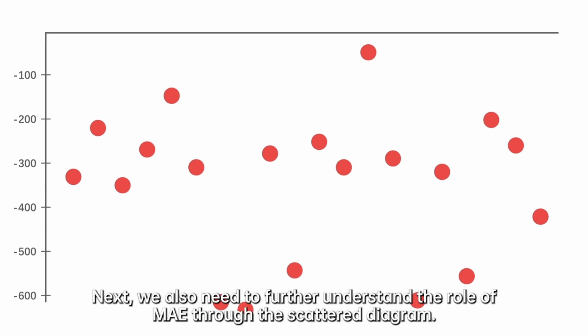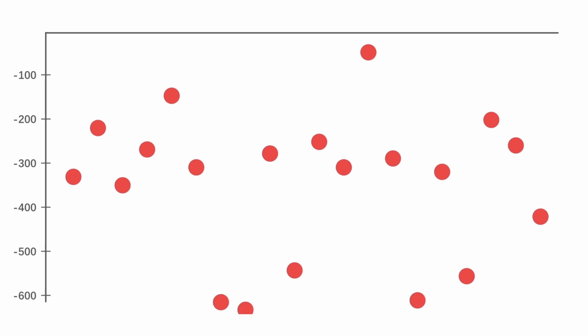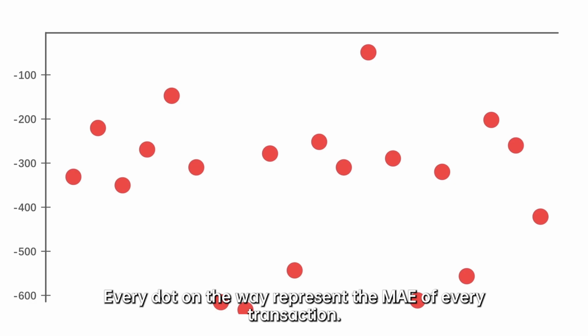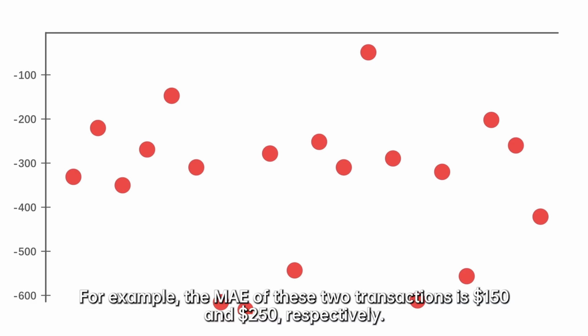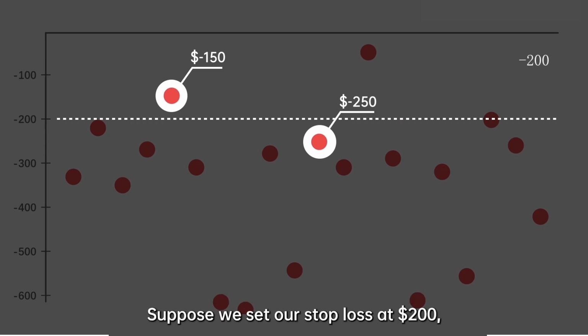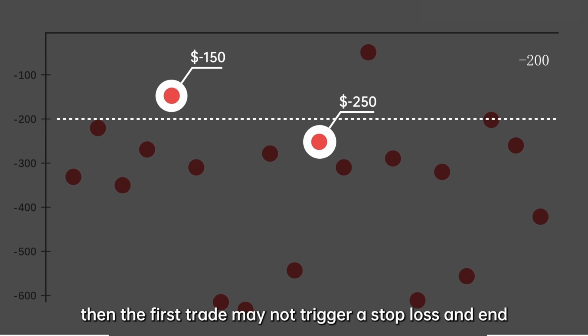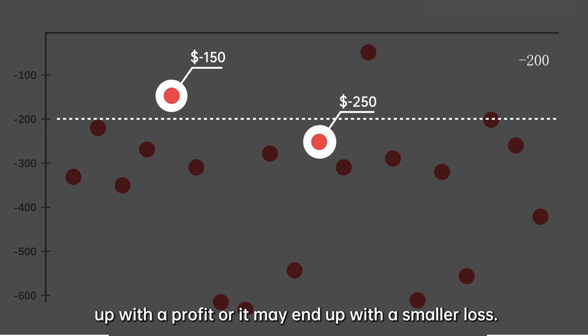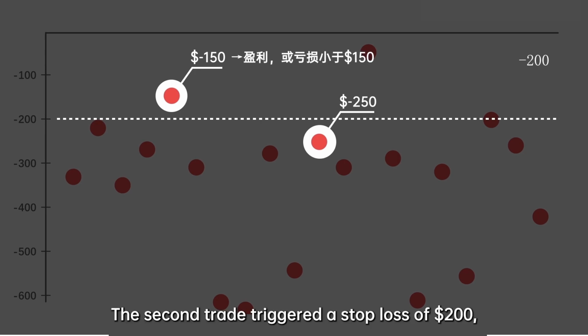Next, we also need to further understand the role of MAE through the scatter diagram. Every dot on the diagram represents the MAE of every transaction. For example, the MAE of these two transactions is $150 and $250 respectively. Suppose we set our stop loss at $200. Then the first trade may not trigger a stop loss and end up with a profit, or it may end up with a smaller loss. The second trade triggered a stop loss of $200.